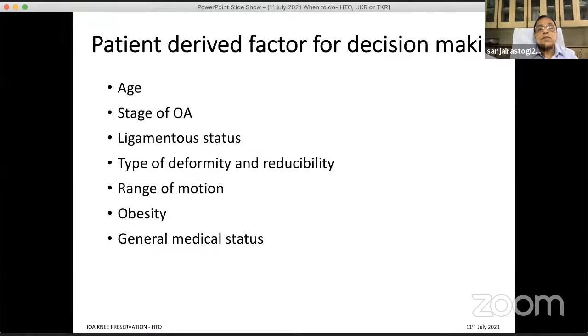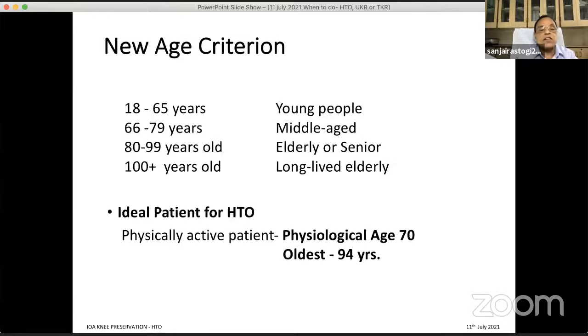Now, the factors which are important for decision making are age, stage of osteoarthritis, ligamentous status, type of deformity and reducibility, range of motion, obesity, and general medical status. Now, a word about age. The age criterion has been revised by WHO and followed all over the world with increasing age. 18 to 65 is a young person, so the majority of us are young. 66 to 79 is middle-aged. 80 to 99 elderly. 100 plus is long-lived elderly.